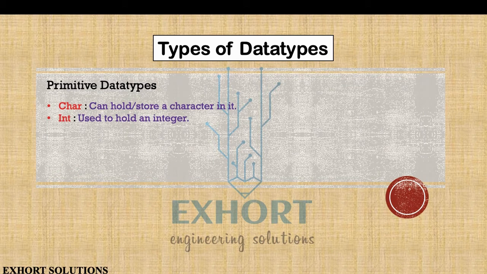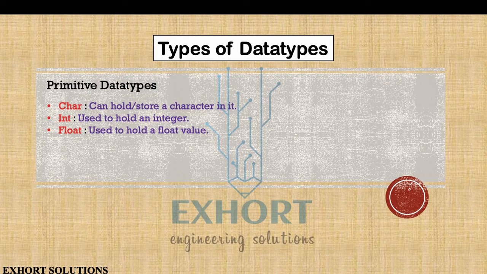Int, it is used to hold an integer. None other than integer values it will hold. It will not hold decimal value. If we write a decimal value here, then it will just take the whole number and remove the decimal places.